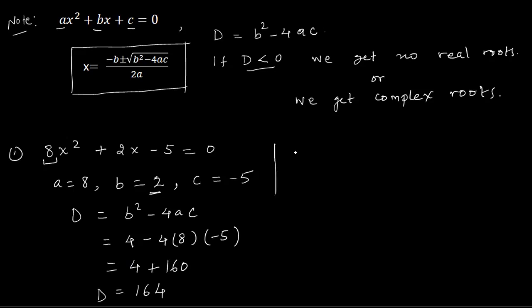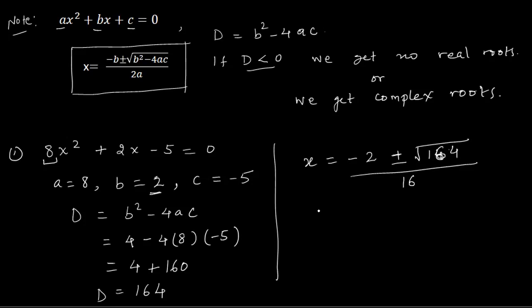Now x value is minus b plus minus under root D, under root D is simply root 164, upon 2a. Please remember a is 8, so 2a is 16. So our roots are, we can take 4 out of this equation. So we get negative 4, negative 2 plus minus 2 times root 41 upon 16.